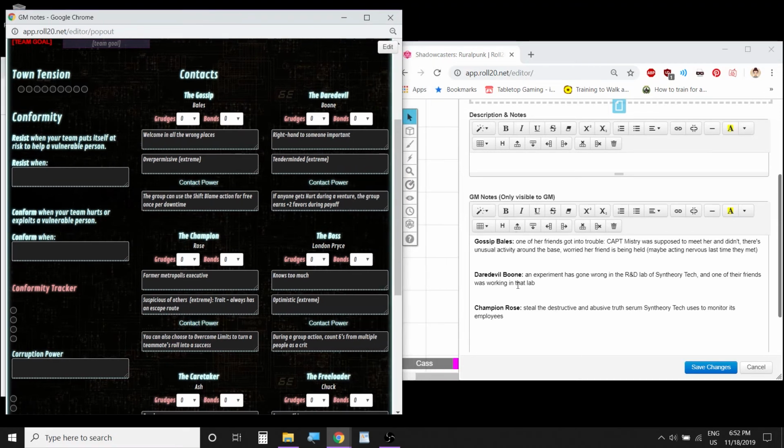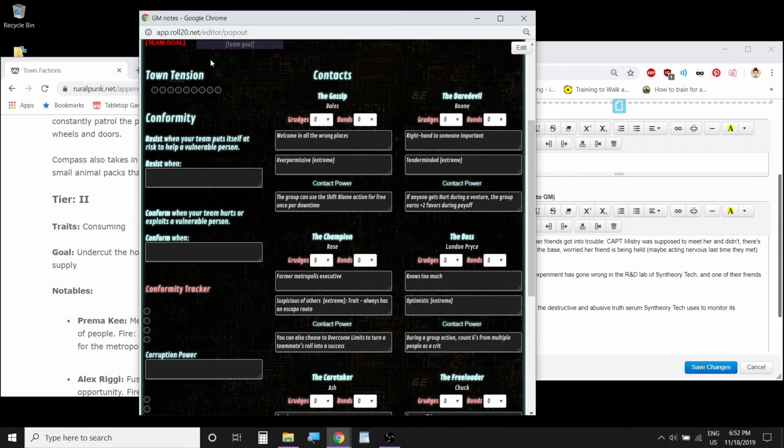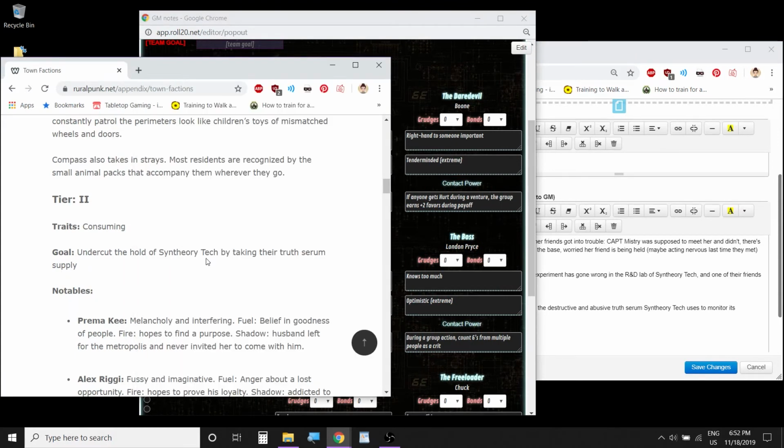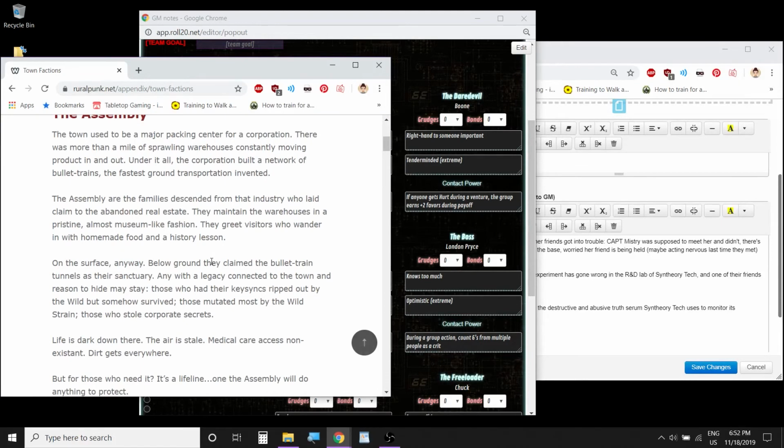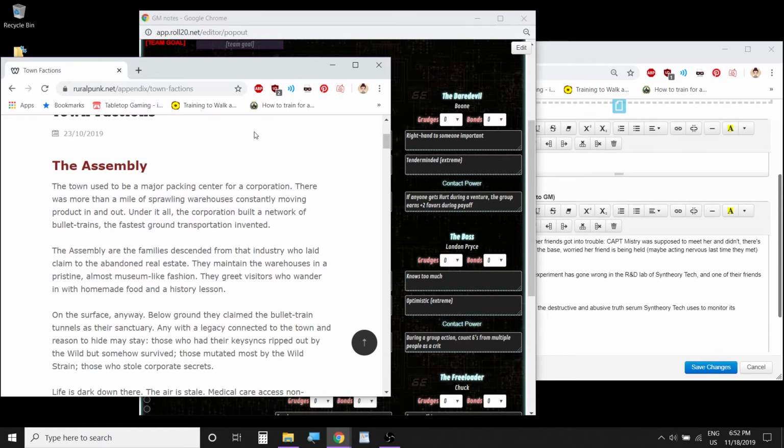Alright. The boss, London Price. Okay, he knows too much, he's optimistic. And I don't think we have any prior relationships with him. So I feel like he would be connected to the Assembly. Assembly is one of the legacy factions, and that means it's something that's been around the town for a long time.